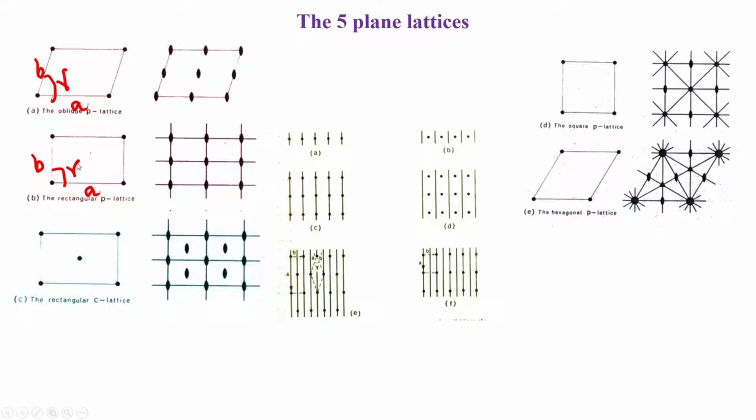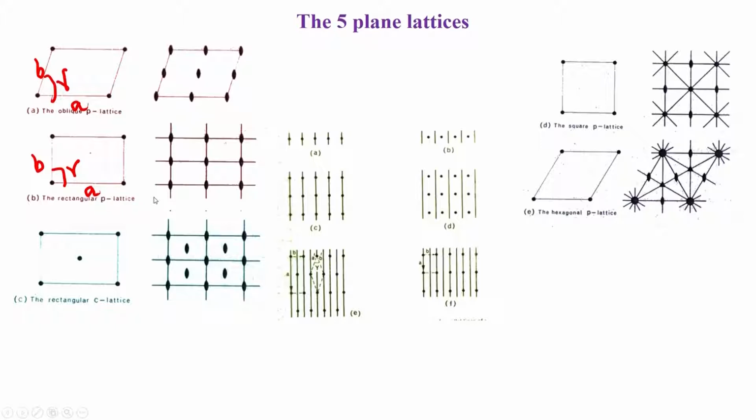So, what happens therefore to gamma? Gamma becomes 90 degrees, and therefore, we have A not equal to B and gamma is 90 degrees. This now represents a primitive rectangular lattice, rectangular P lattice.